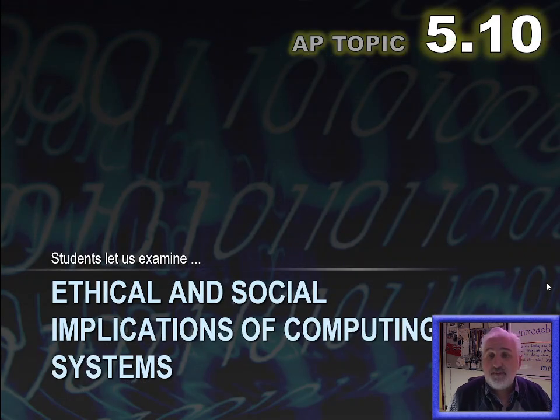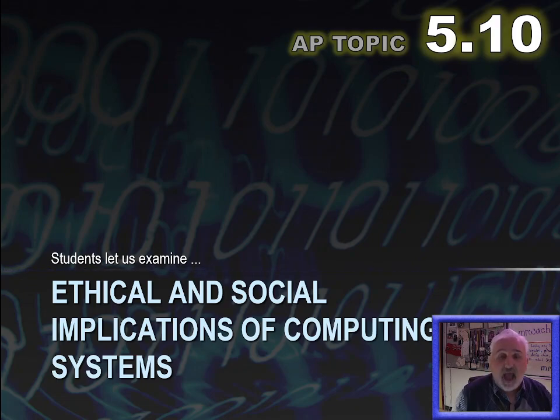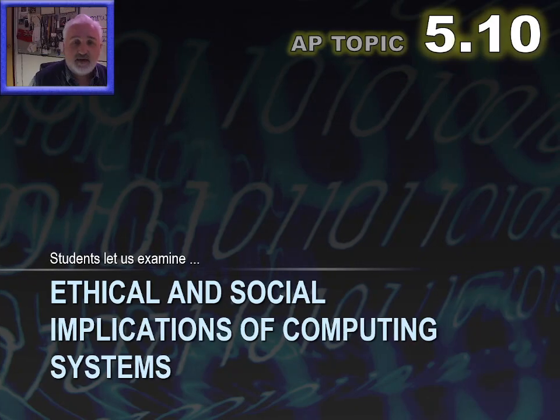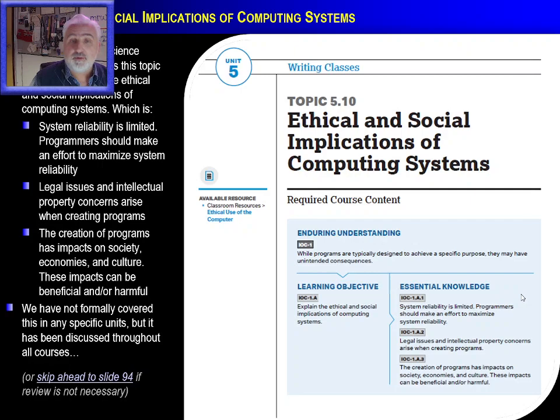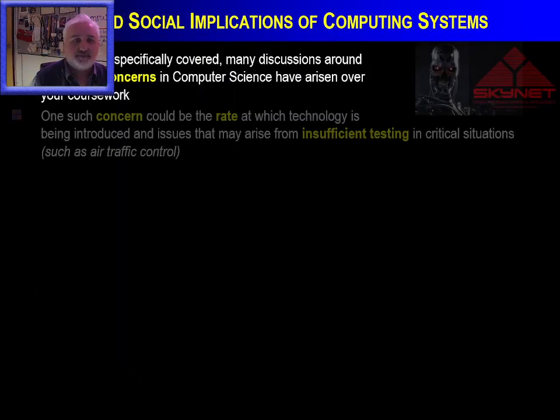Our final AP content for this Unit 5 is an interesting one because it really isn't applicable to the exam itself, but it's something that, as a computer science student and as a computer scientist, you should always have in the back of your mind: the ethical and social implications of computing systems, or computer science in general. So here you can see some of those subtopics. Let's just talk briefly about this.